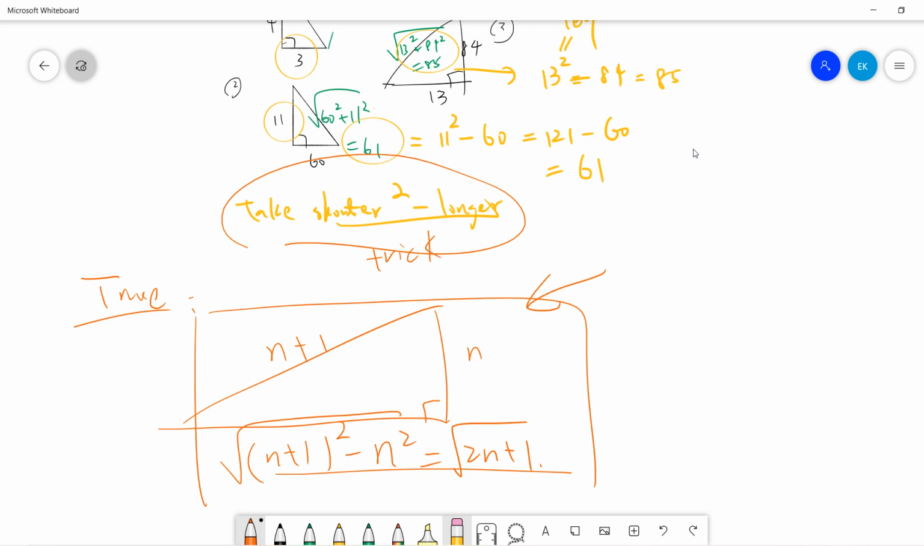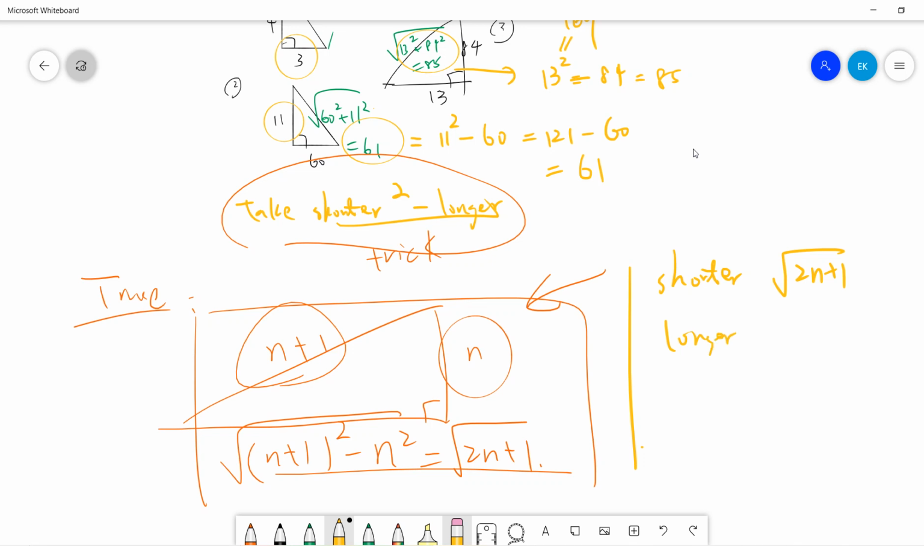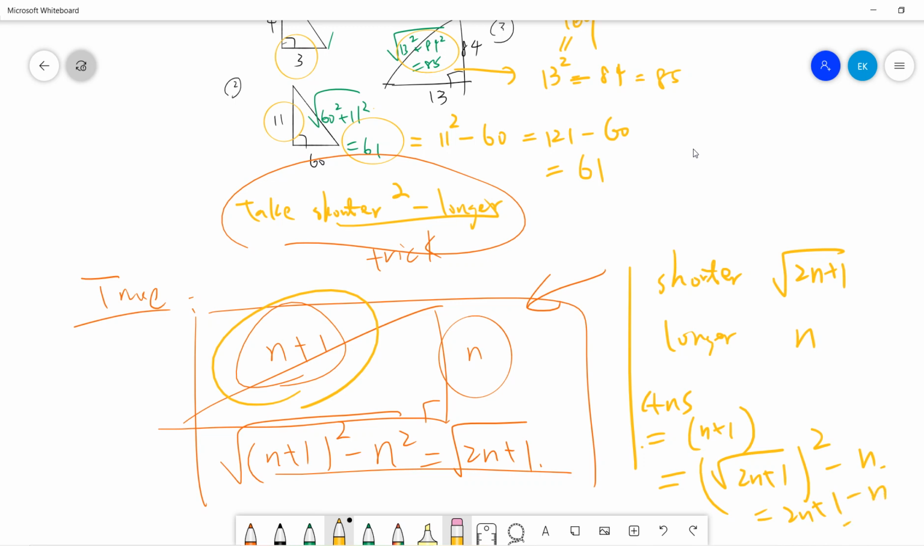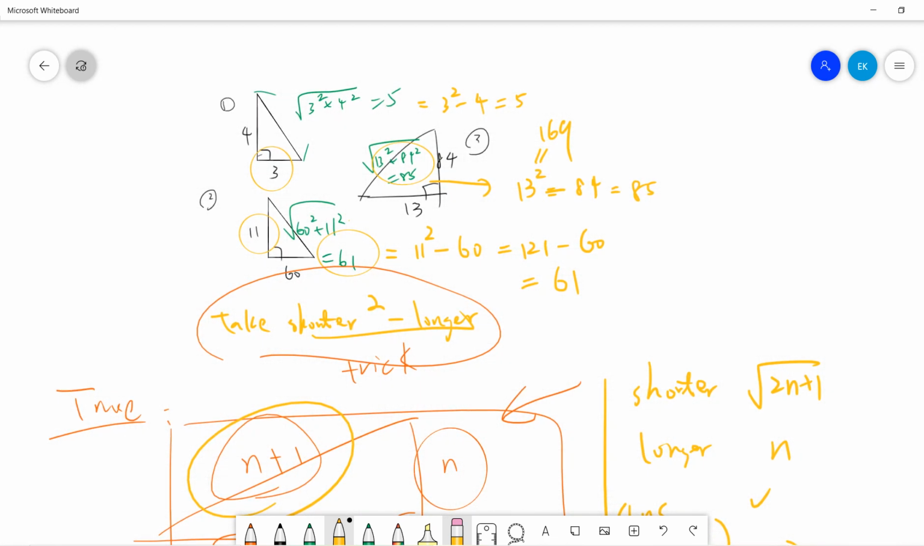So basically, if you have a length n, and the next is the square root of 2n plus 1, then you can use this trick to find the answer. The reason is that in this case, the shorter one must be the square root of 2n plus 1, and the longer one must be n. So the answer, n plus 1, will be the shorter squared minus n. So you get 2n plus 1 minus n, which is n plus 1.